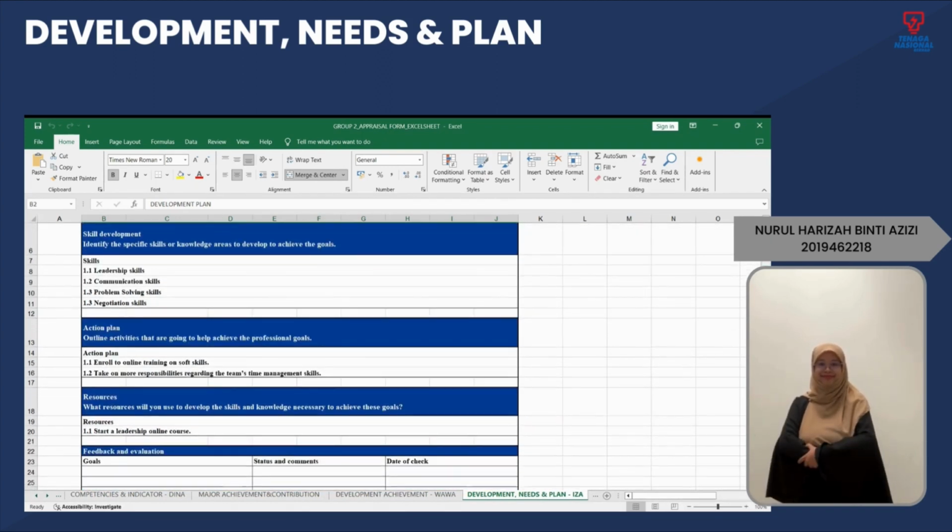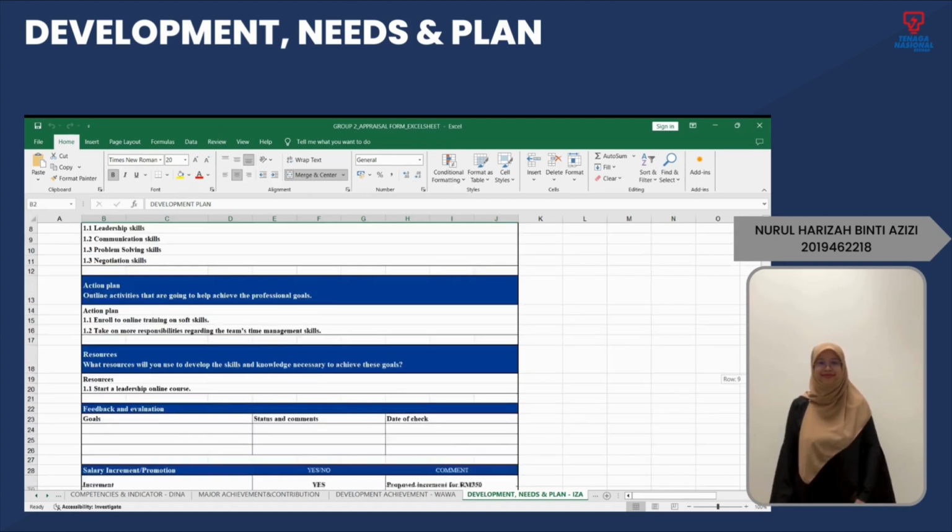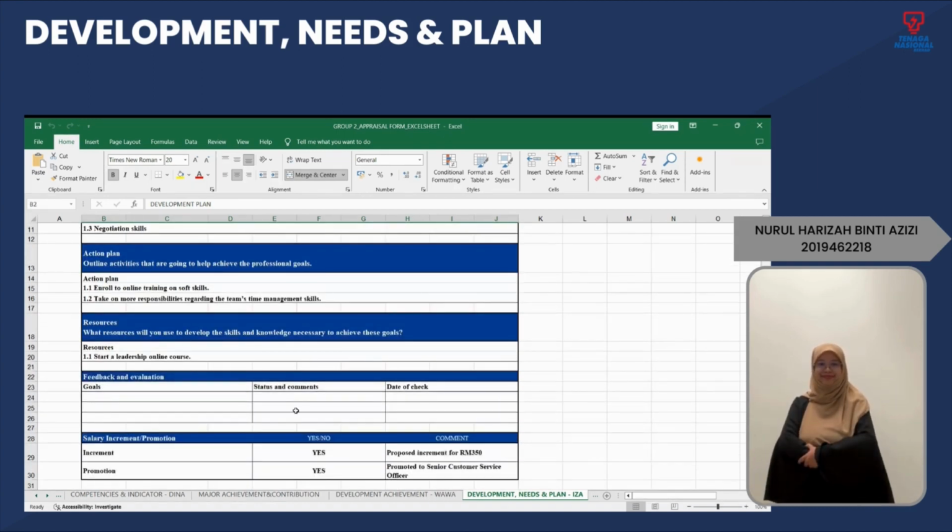Resources that the managers use to develop the skills and knowledge necessary to achieve this goal is to start the leadership online course. And as you can see on the feedback and evaluation here, the managers will set the goals and add his comment for this customer service officer. Last but not least, the manager also proposed a salary increment and promotion for this customer service officer. The increment he proposed is 350 ringgit, and promoting this customer service officer to senior customer service officer.